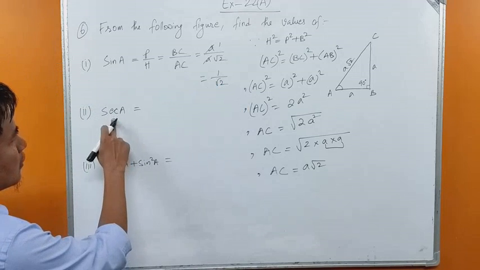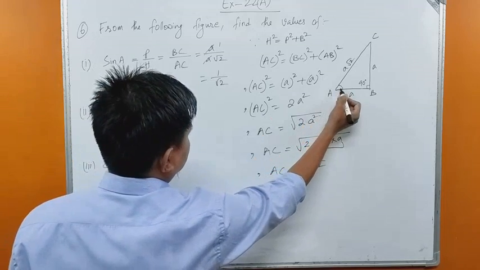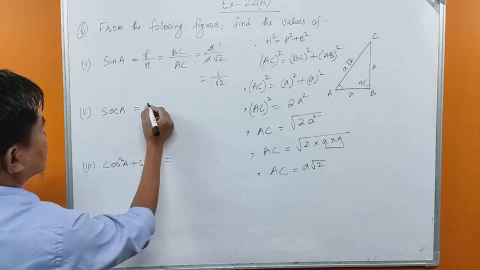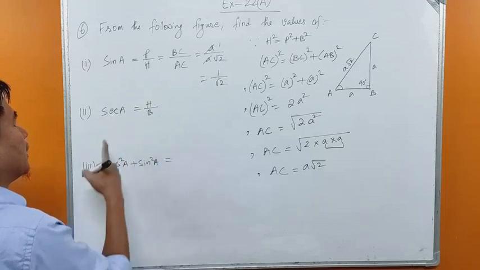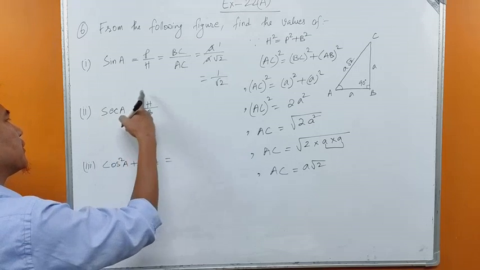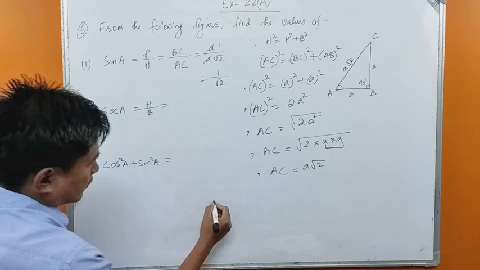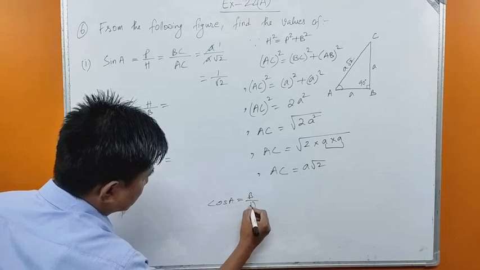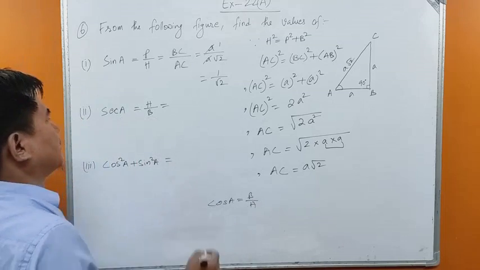Now sec A, let us find the value of sec A. Sec A means this angle, isn't it? So this becomes base, this is perpendicular, this is hypotenuse. Sec theta is hypotenuse upon base, the opposite of cos theta. Cos theta is base upon hypotenuse, so sec theta becomes the opposite of cos theta, that is h upon b. Cos A equals base upon hypotenuse, isn't it? Sec theta is just the opposite of cos theta, so h upon b.